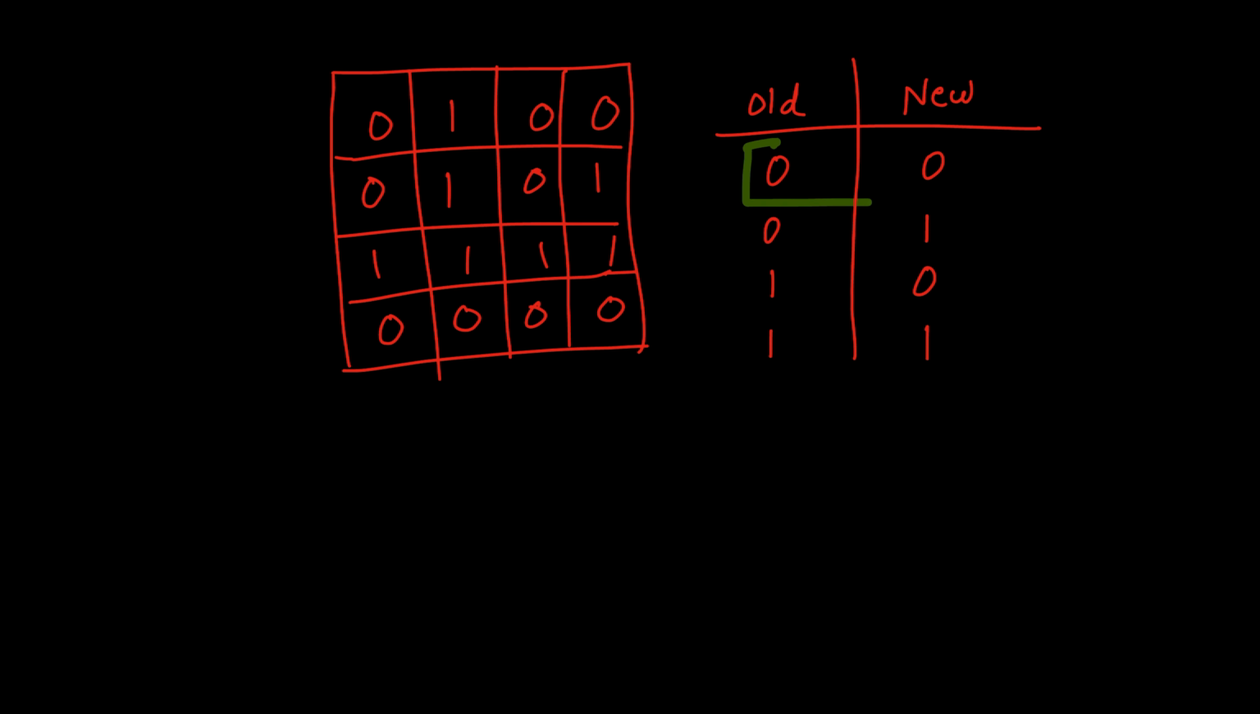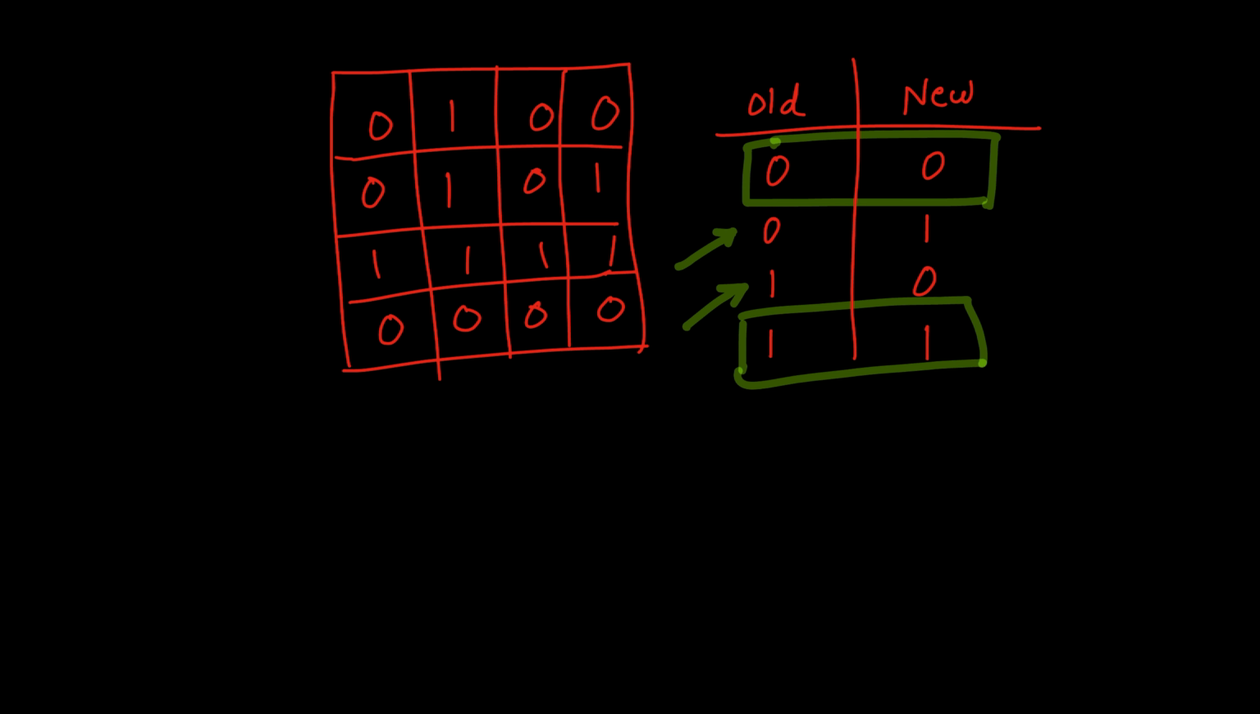Amongst all of these possibilities, the first and the last combination do not experience any changes. The new and the old value stay the same. We don't have to worry about those cases. We need to worry about the cases where the states have changed, that is 0 to 1 or 1 to 0.